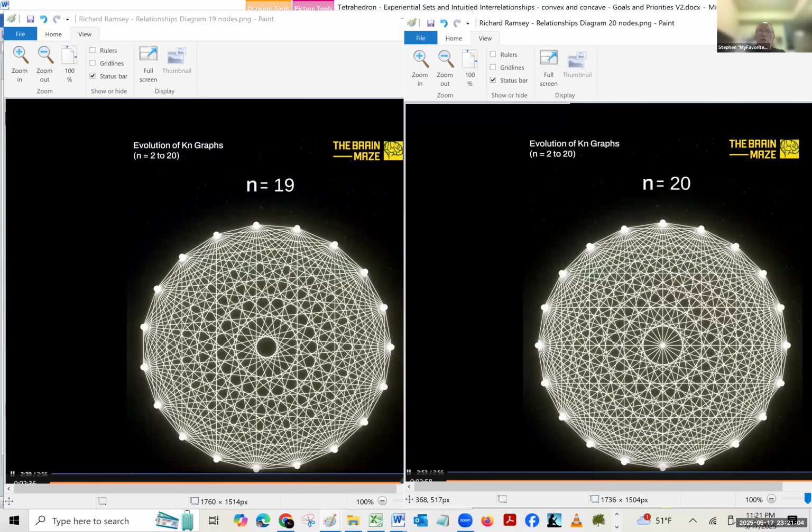So remember, which one is convex and which one is concave in your estimation? The concave is the 19. The convex is 20. Cool. Let's talk about that for a couple minutes. How do you feel about that, Richard? Do you have anything come out of that? Because I'm in big time discovery here.